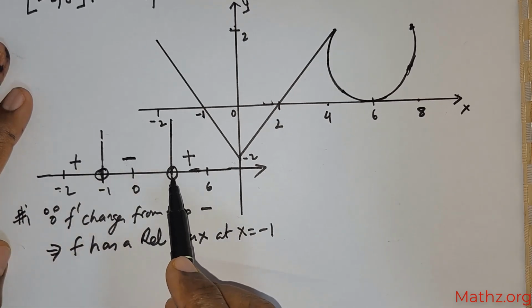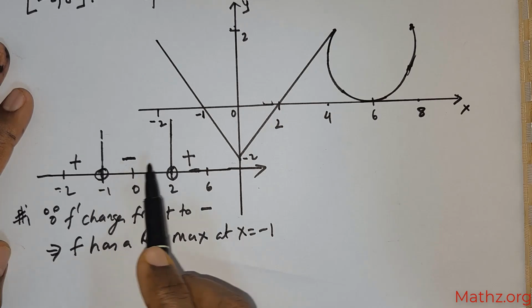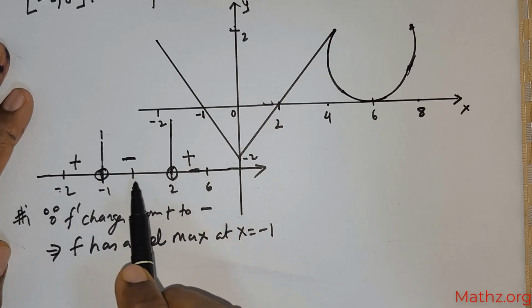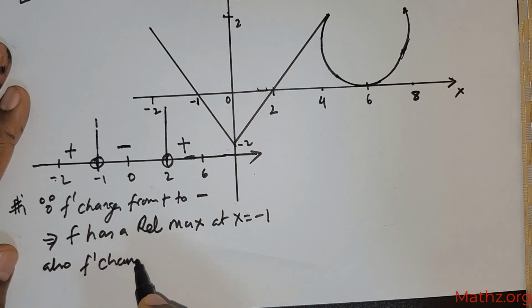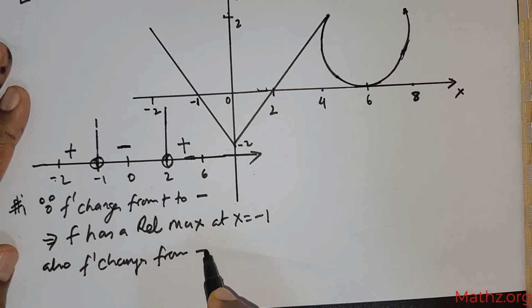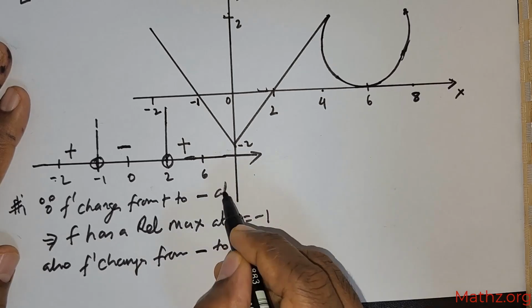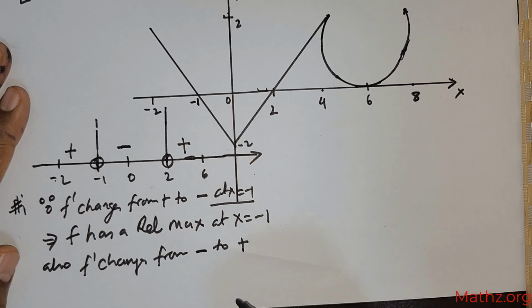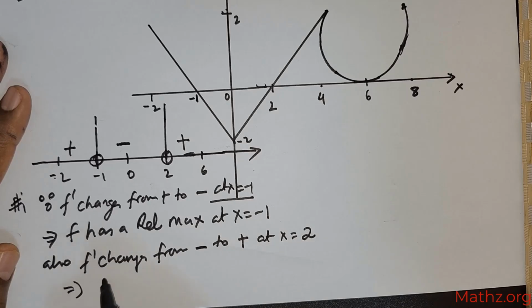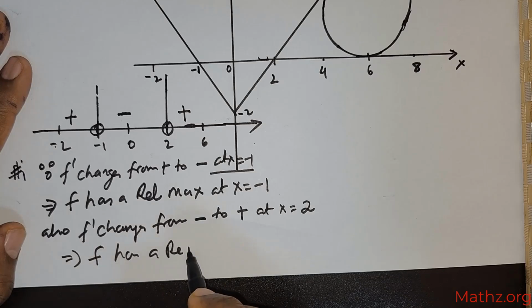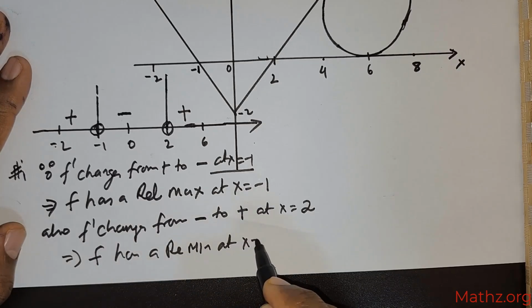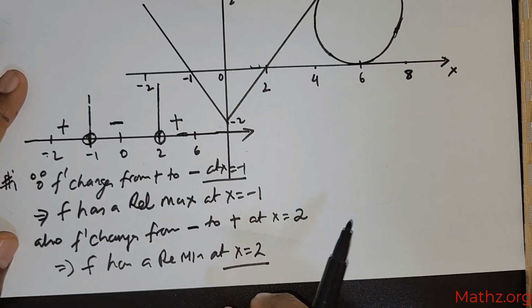Now go to the next point. The next point is 2. Look at the left, look at the right. What is the sign you see? I see a negative on the left and a positive on the right. So there is definitely activity going on there. Also, f′ changes from negative to positive at x = 2. This would mean the original function f has a relative minimum at x = 2. So this is the first point of inference that we have got.